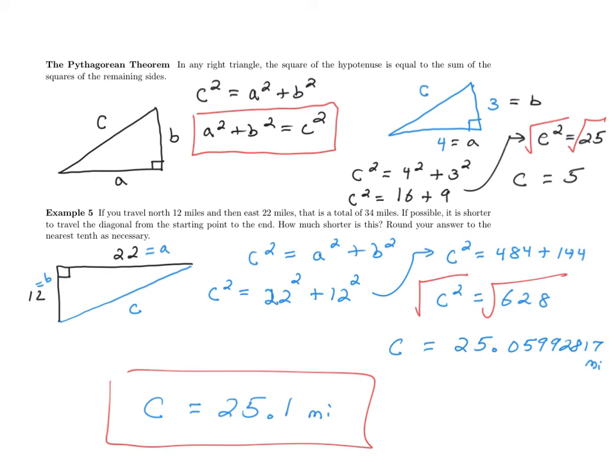I guess the question technically asks, how much shorter is this distance? That is this from that. So I'll put, shorter. How much shorter? That would be 34 miles minus 25.1 miles. And if you take that difference, you get 8.9 miles. It is that much shorter if you go the hypotenuse instead of on the legs of this right triangle.